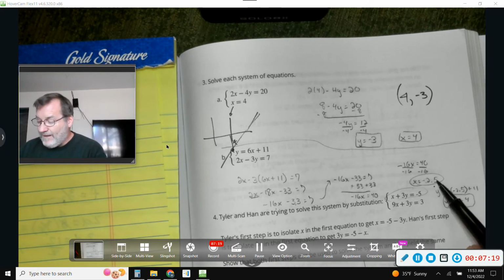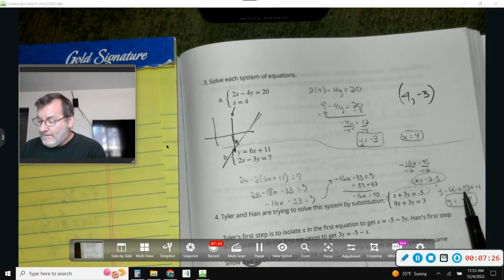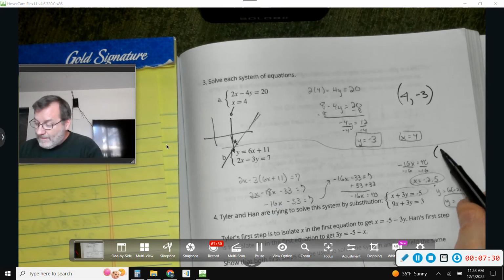Now, when you have the x, you can just put it right back in here. 2 times negative 2.5, plus 11, you end up with a 4. So your solution here is negative 2.5, comma, 4.